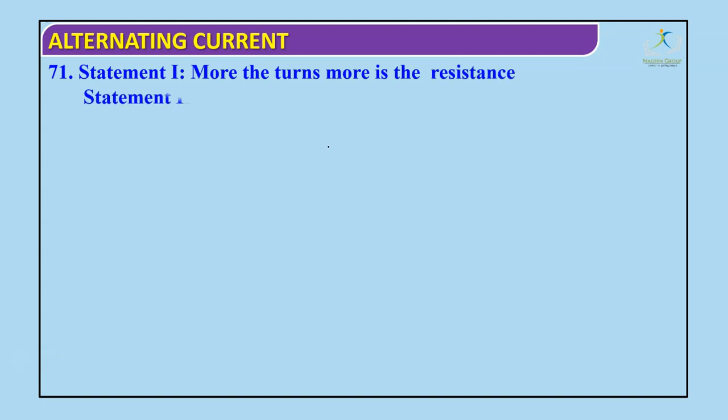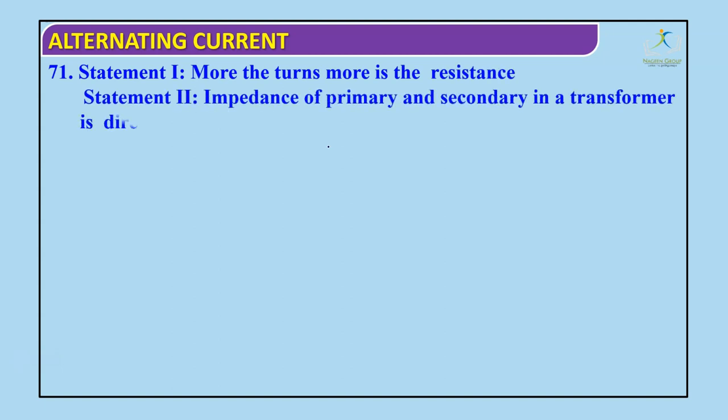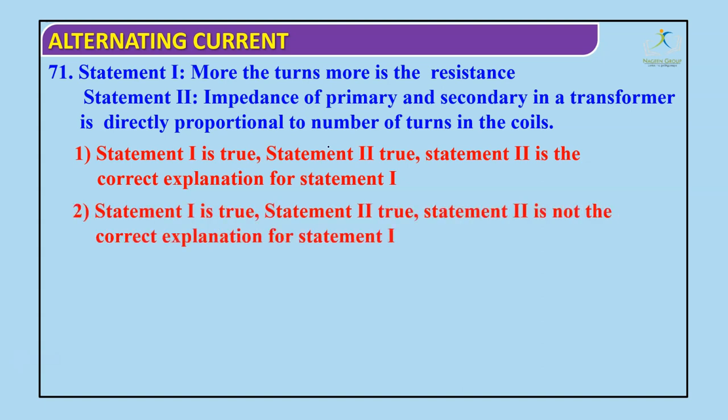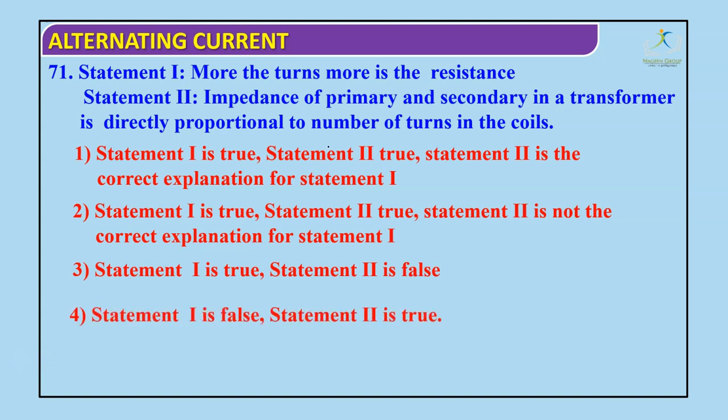Last question we have is statement 1. More the turns, more the resistance. Second statement: impedance of the primary and secondary in a transformer is directly proportional to the number of turns in the coil. Statement 1 is true, statement second is true, statement second is the correct explanation for the first. Statement first is true, statement second is true, statement second is not the correct explanation for the first. Statement first is true, statement second is false. Statement first is false, statement second is true. So the correct answer for this question is statement first is true, statement second is false.